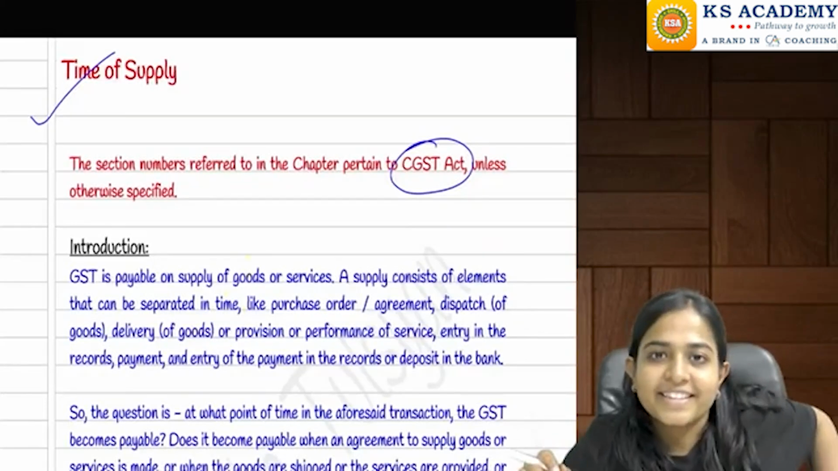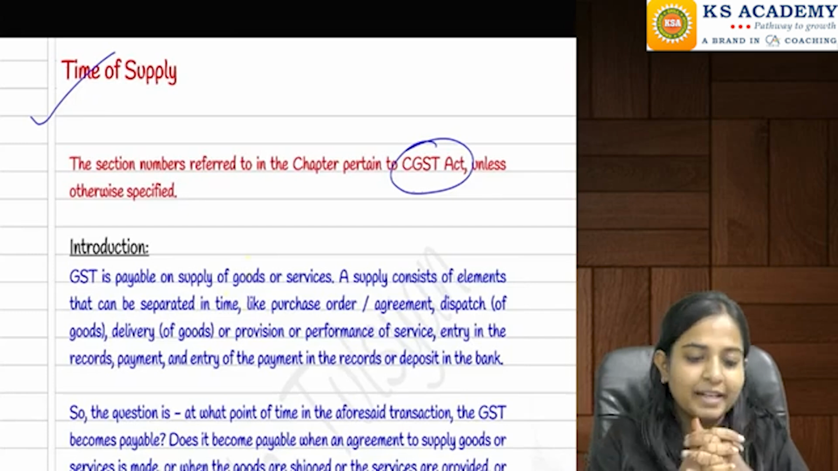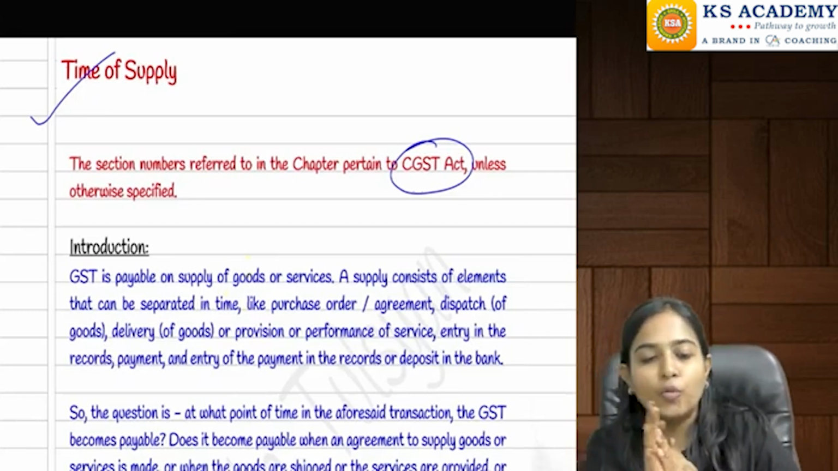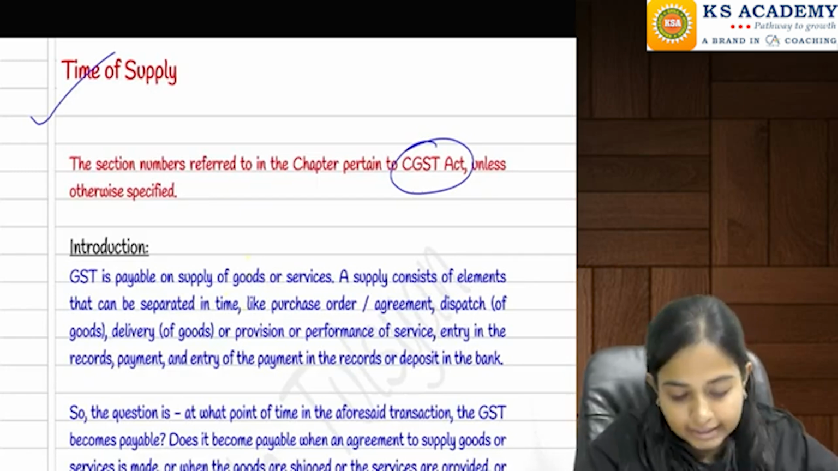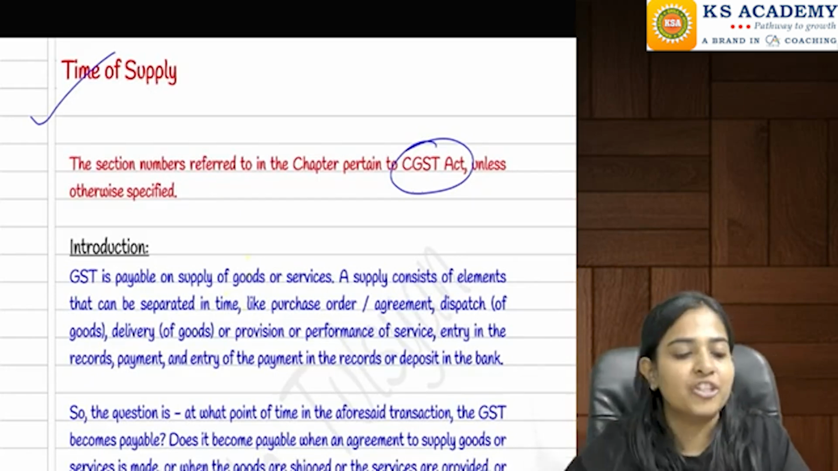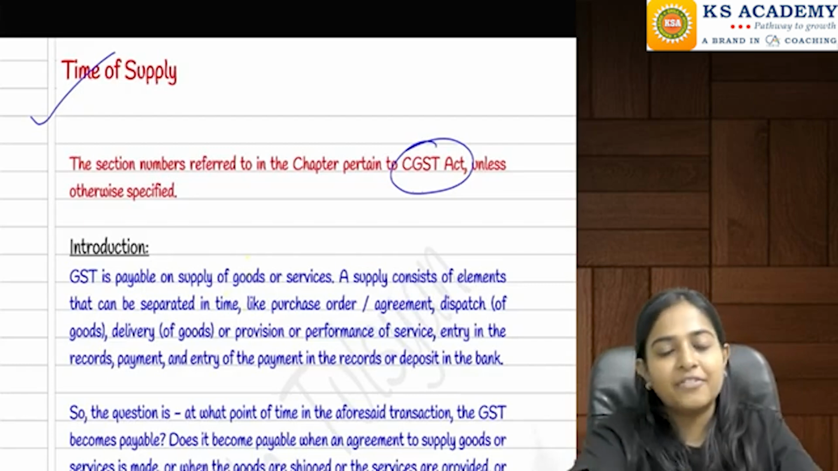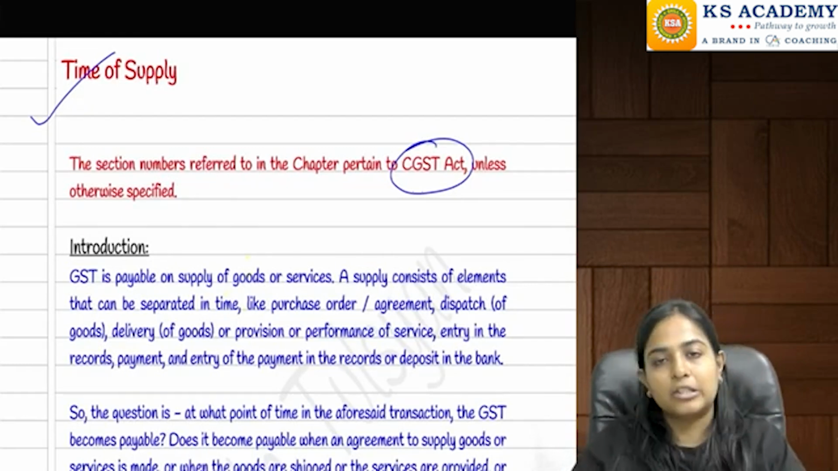Okay, so let's start with the super quick revision of the time of supply chapter. Everyone with me? Section number 12 and section number 13 mainly of the CGST Act. And for CA Finals, we have also got section number 14, that is change in rate of tax. Yes, can we start with it?